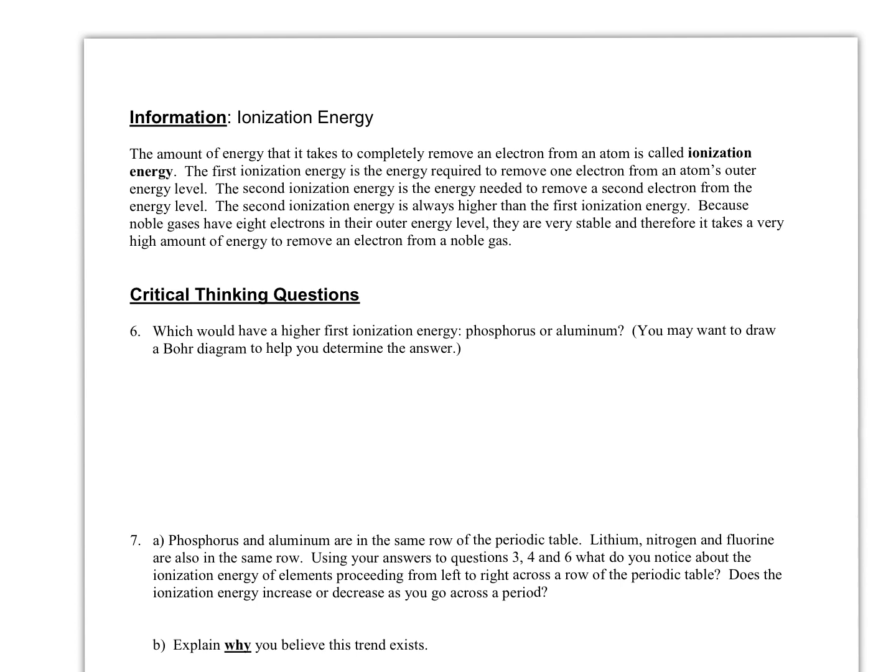The amount of energy that it takes to completely remove an electron from an atom is called ionization energy. So this is definitely something you want to highlight because it's something you need to know. What is ionization energy? The amount of energy it takes to remove an electron from an atom. We have a first ionization energy. That's the energy required to remove one electron from the atom's outer energy level.